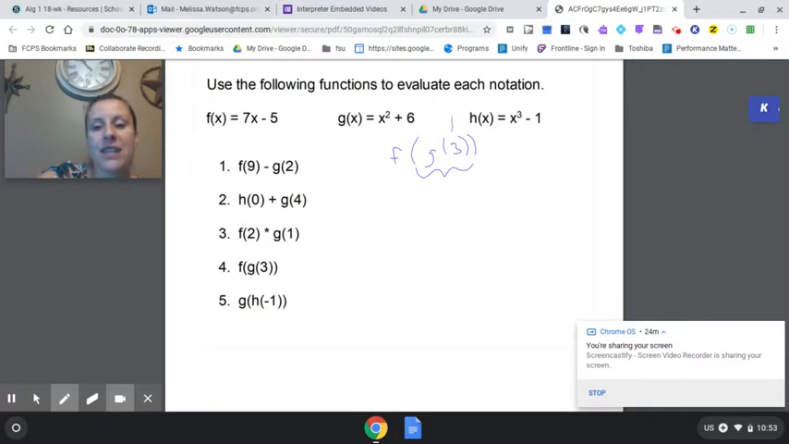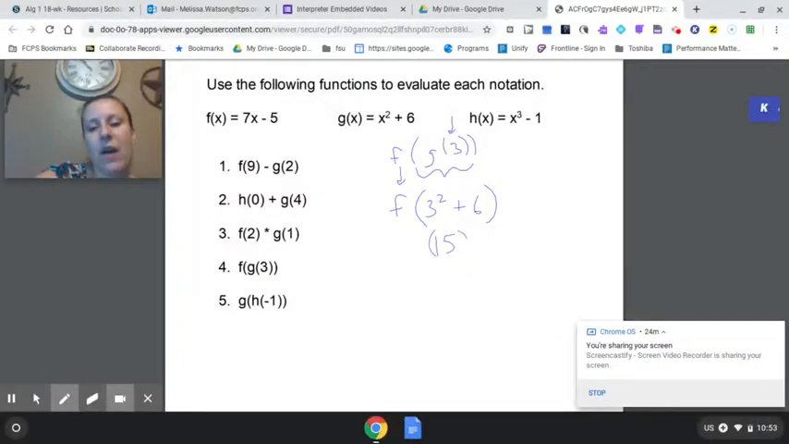3 is the input into g's function. So g's function says x squared plus 6. If we plug 3 in for x, that would say 3 squared plus 6. And I'm bringing down the f, it's just tagging along for the ride. Let's go ahead and simplify inside parentheses. 3 squared, 3 times 3 is 9. And 9 plus 6 is 15.